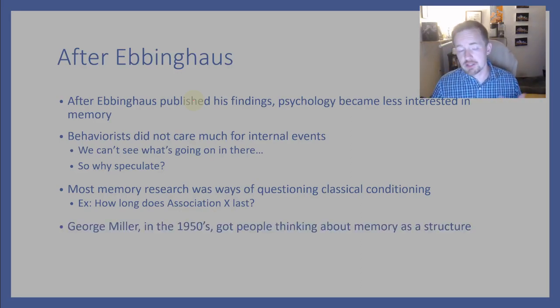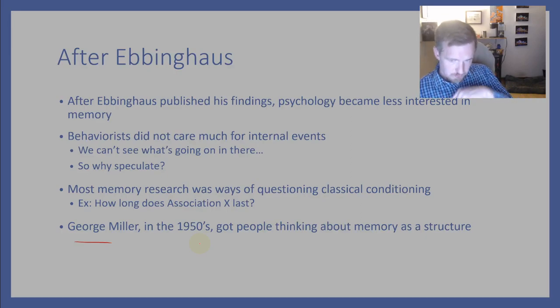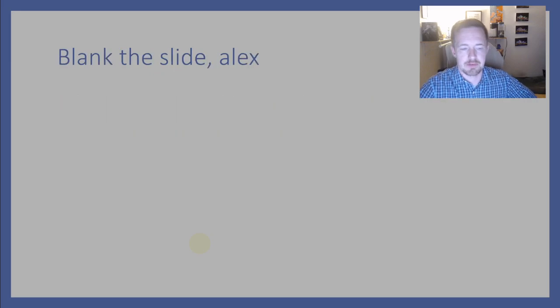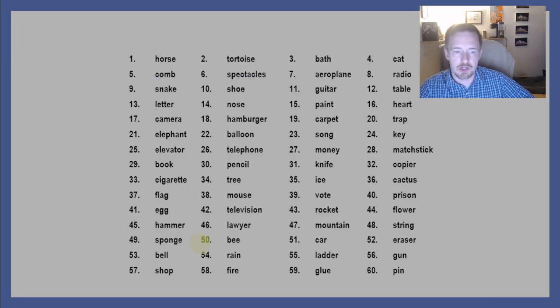And so in the 1950s, in the late 1950s, 1957 and '58, that was when George Miller and others started thinking about it more as a cognitive type of question. All right, I was going to do one more quick demonstration on this, but I'll let you do it on your own time if you want to.